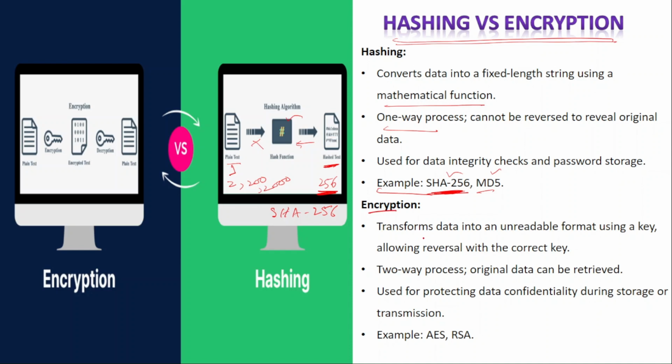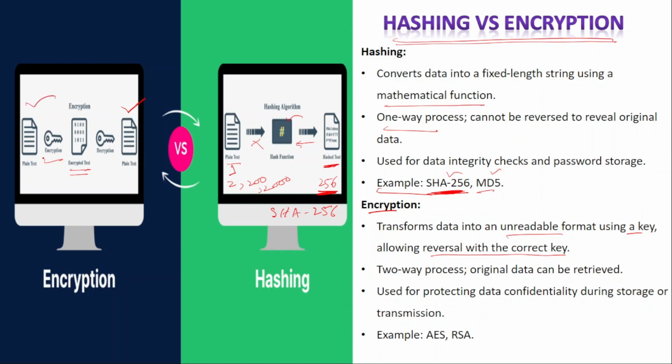And what is encryption? It transforms data into an unreadable format using a key, allowing reversal with the correct key. So here we can see that you have an encryption key. There is no key, remember, in a hashing algorithm. There is only a hashing function or hashing algorithm. So you combine the plain text with the key and you get the ciphertext or the encrypted text. And again, in case of symmetric, you use the same key for decryption, and again you get the same plain text.